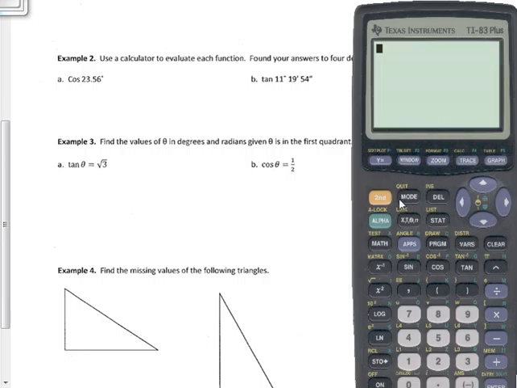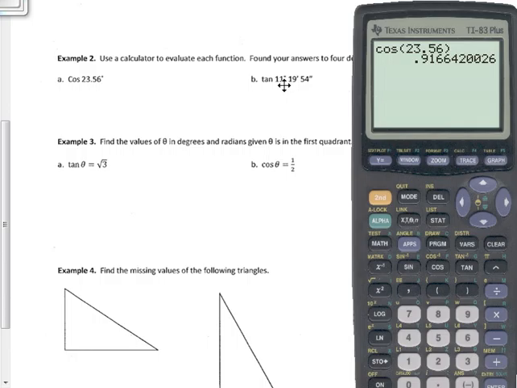Now I'm in degrees, I can get out of there, and I can actually just do cosine of 23.56. I don't have to put the degree symbol on there because I know I'm already in degrees, and I get that for an answer. I'm not going to write it on here because I am a little hesitant about using this calculator since it's reset so many times.